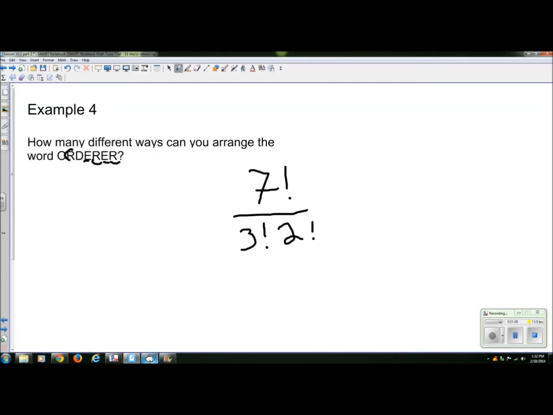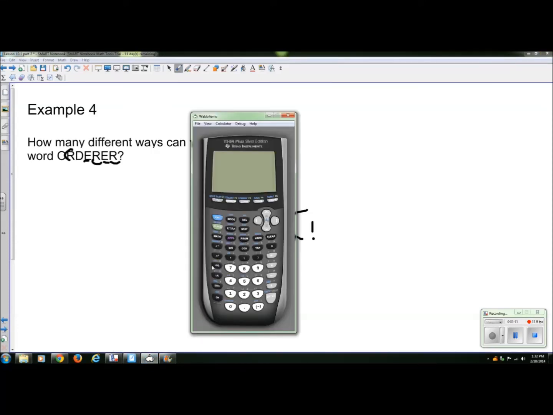So what we're going to do is do this on our calculator. So I'm going to go to 7, math, probability, factorial, and then I'm going to divide that by, and I'm going to put this in parentheses because I want to multiply this stuff first, 2 factorial times 3 factorial, close up my parentheses, and there we have it. There are 420 different ways to arrange the word orderer so that they are unique.